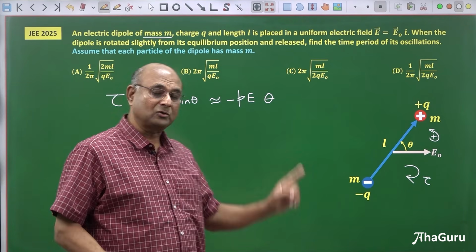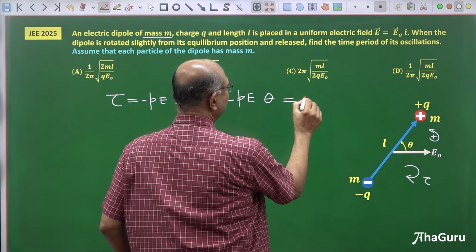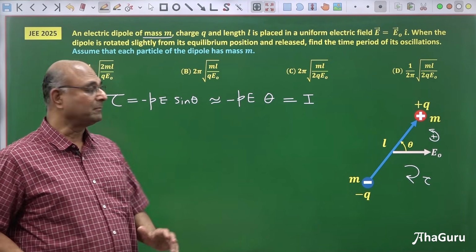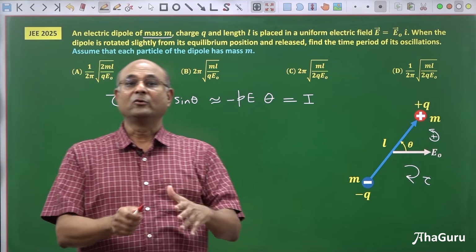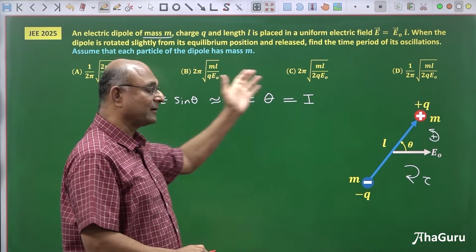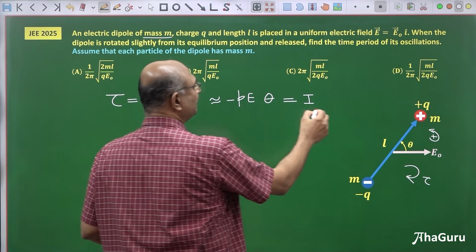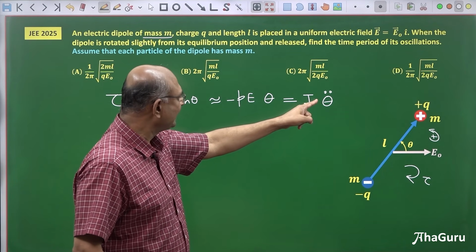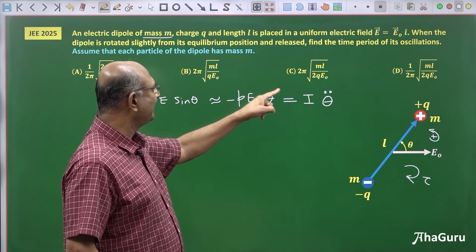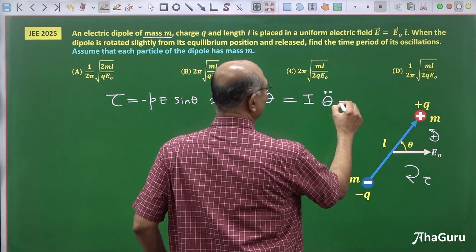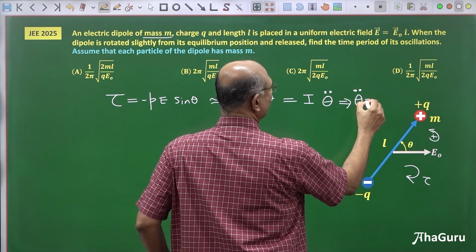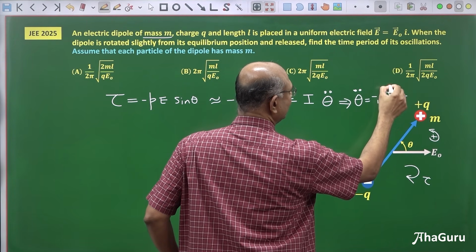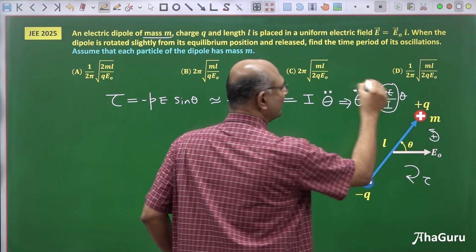Now this must be equal to I alpha, the moment of inertia of the dipole into alpha. Tau equals I alpha, you know that from rotational dynamics. It is Newton's second law for rotation: just like you have F equals ma, here you have tau equals I alpha. Alpha is theta double dot, so I will use this convention. From this we can write theta double dot is minus P E by I into theta. And so this must be omega square.